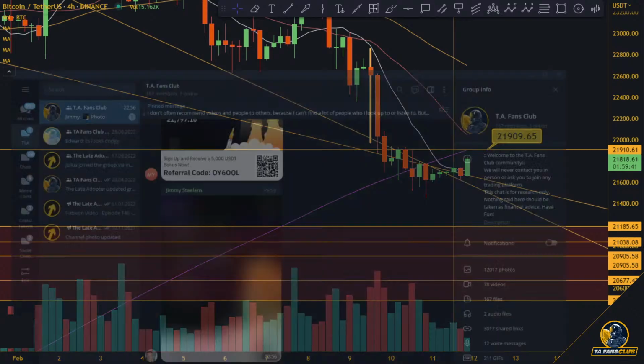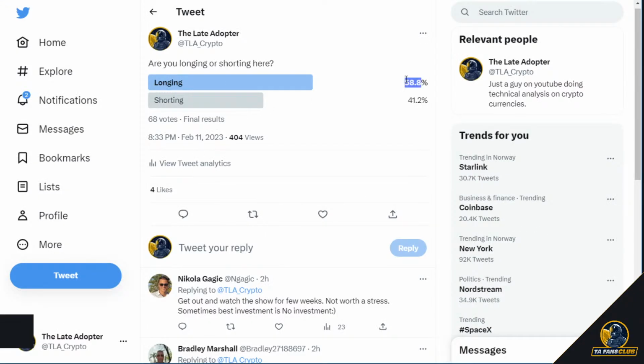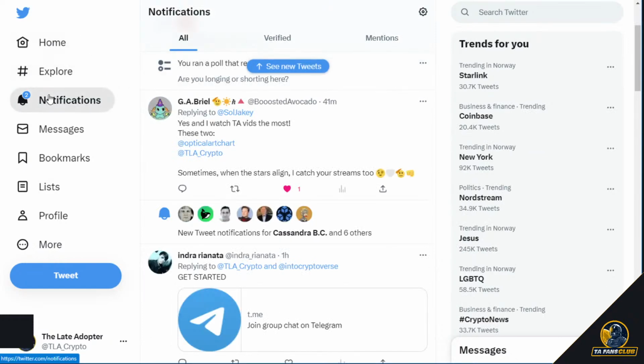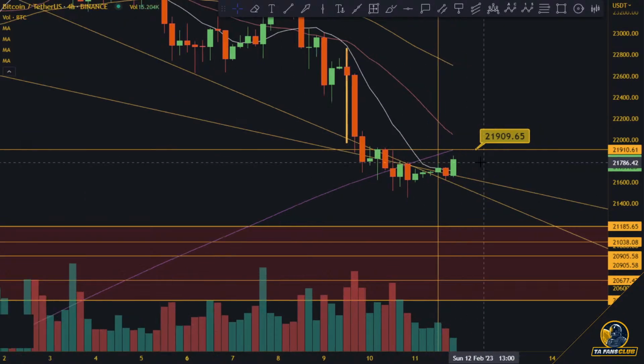And as you just saw on our poll on Twitter, 60% are winning. I mean, they are long, right? So they are winning. Either they are winning because they know how to do TA or not, I don't know. There is that.